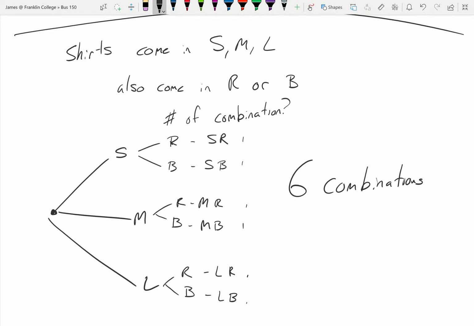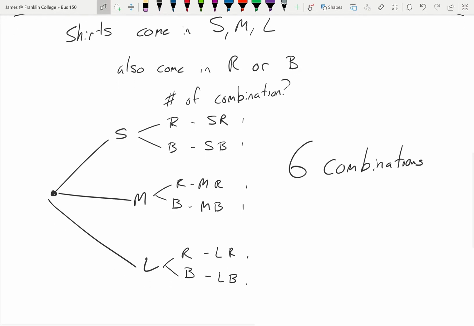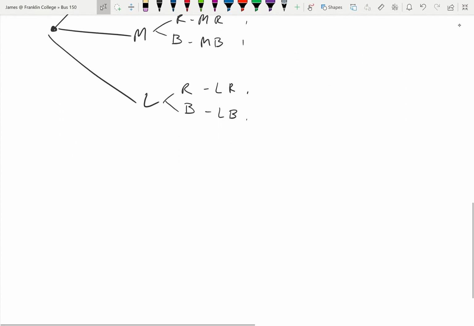So what we did is that we went through all our available options, and then based on each option, we continue going through all the available next options. All right.